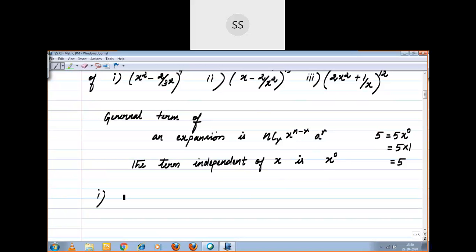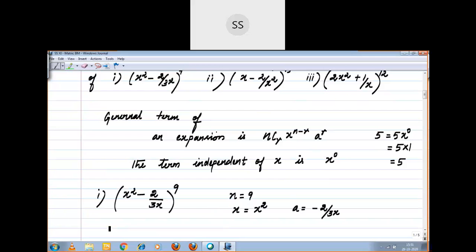Using this, we are going to find the independent term of this expansion. First subdivision: (x² − 2/(3x))^9. Here, what is your n? n equals 9. You have to relate with your formula, (x + a)^n, binomial. What is your x? Here x is x². You should not cancel; the first term is x². What is your a? a equals −2/(3x).